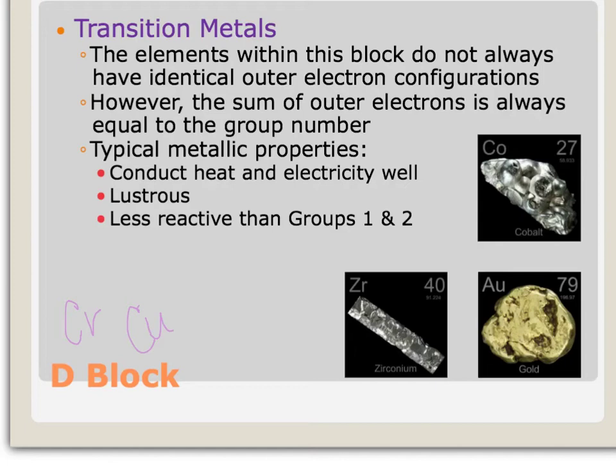Other things that the transition metals have in common is they're very typically metallic. They're what we think of when you think of a metal like gold or silver. They conduct heat and electricity well. They're lustrous, which means shiny, and they are significantly less reactive than group 1 and 2 metals. However, they do have some reactivity, but because they are more stable, they can be found much more easily as pure substances rather than in compounds.